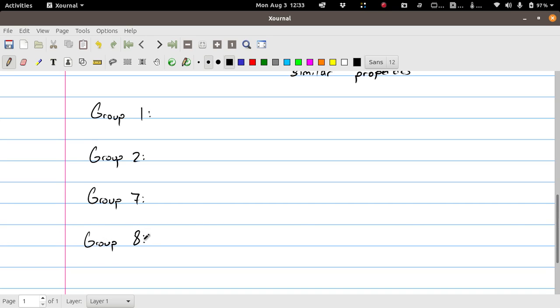So group 1 is your alkali metals. These are things like lithium, sodium, potassium. These are highly reactive with water, and they form basic solutions. This has to do with the electron configuration, but you guys don't know anything about that yet. So the alkali metals are highly reactive with water.